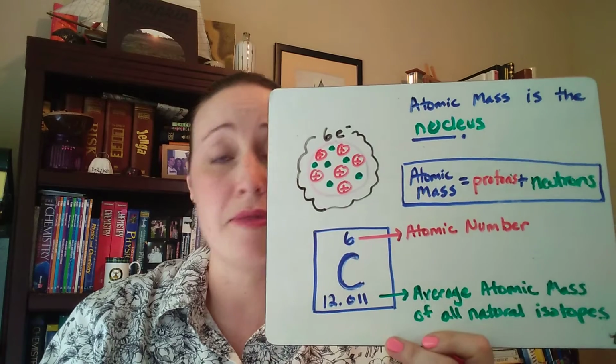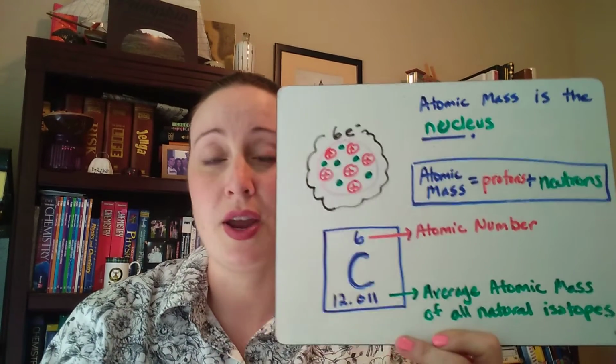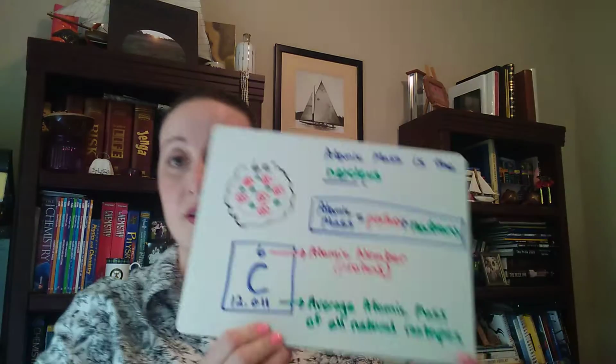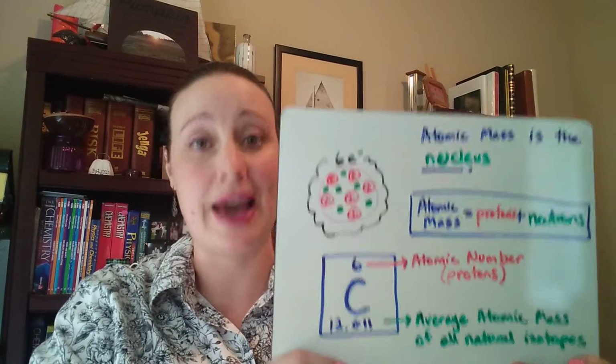So the top number there, the 6 on top of the carbon, is called the atomic number. And it basically just tells you the protons. For every carbon atom, everywhere, any kind of carbon atom has 6 protons. If it doesn't have 6 protons, it's not carbon. And if it has 6 protons, it has to be carbon.